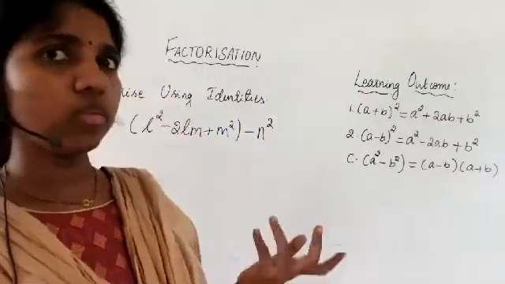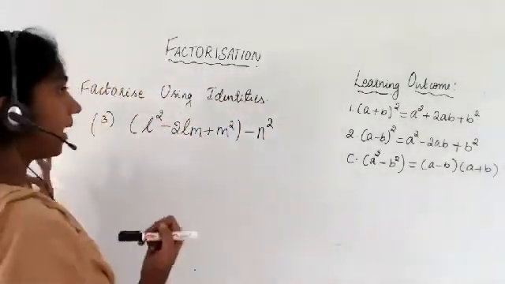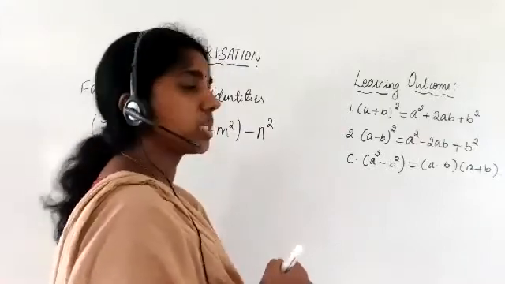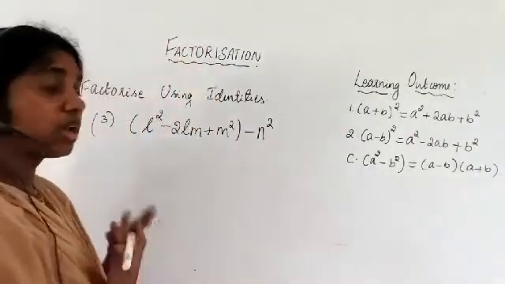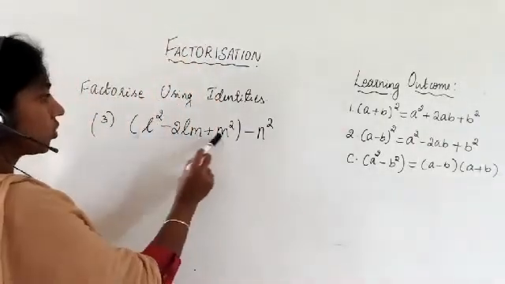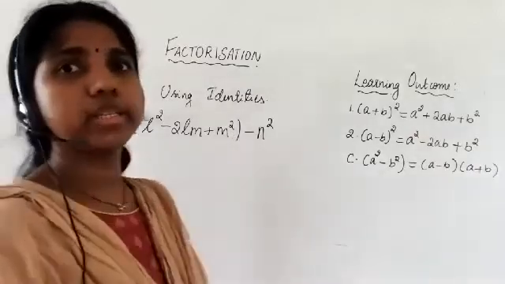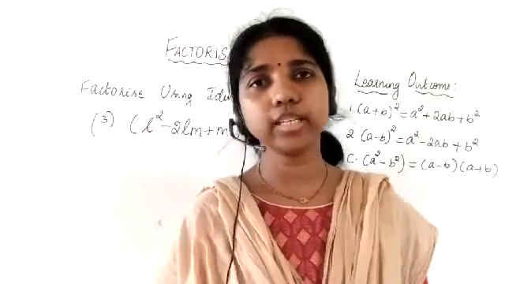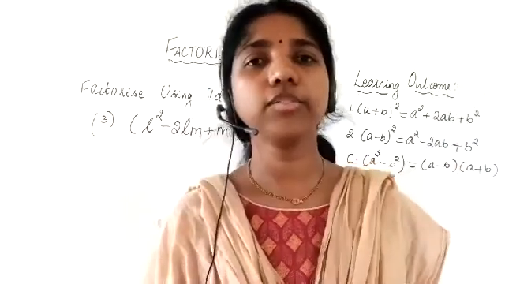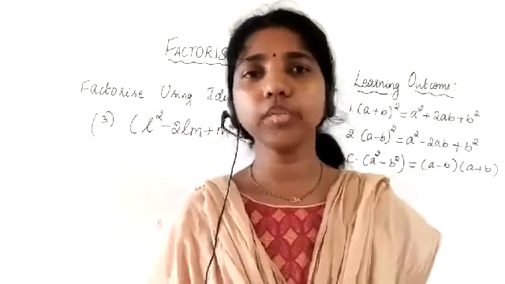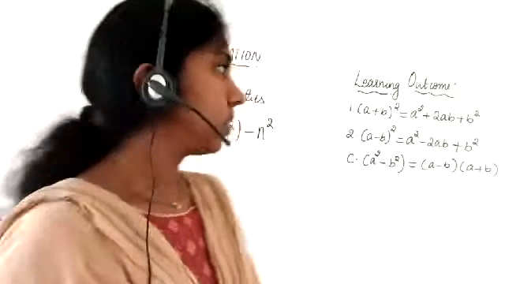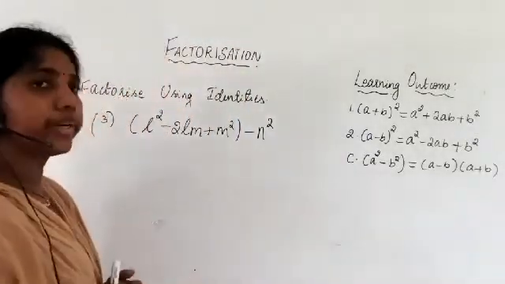Okay, now look at this. We will be wondering: in the previous question there were only 3 terms, so we could use the identity. Now how many terms are there? 1, 2, 3, 4 terms are there. Now which identity? We have not learned any identity that has 4 terms. So which identity will it come? How to do it will be the question.